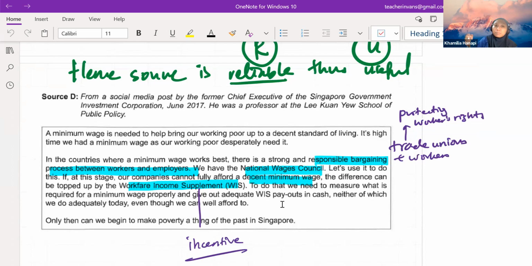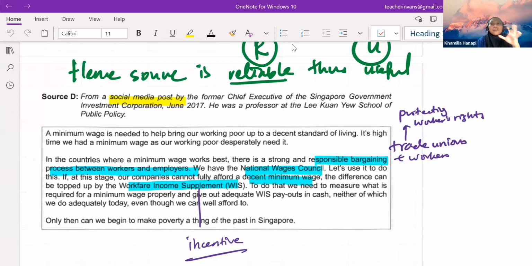So despite him working for the Singapore government, specifically, you can see that he's quite critical in his comments. Okay, and then he says that only then we can begin to make poverty a thing in the past of Singapore. There are still people who are not able to afford certain things, or their standard of living is very, very low. The other thing is they talk about social media posts. Now, is social media specifically reliable? Okay, because this is a utility question, correct?